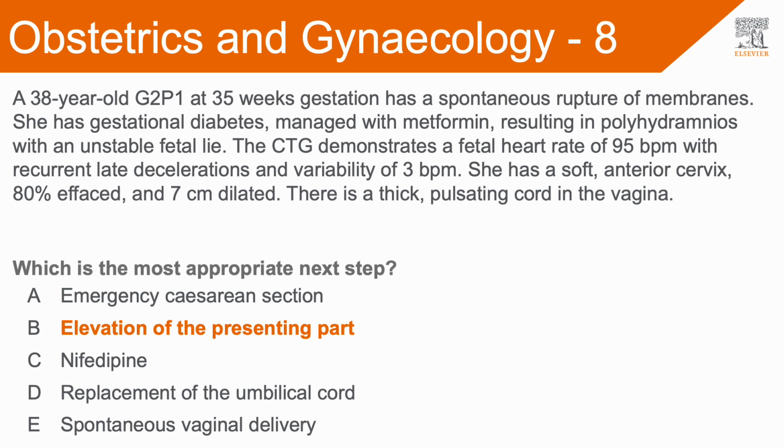So the underlying diagnosis in this case is an umbilical cord prolapse. We can determine this by the presence of a thick pulsating cord and an unreassuring CTG trace with fetal bradycardia, late decelerations and reduced variability. The most appropriate next step in this case is B, elevation of the presenting part.